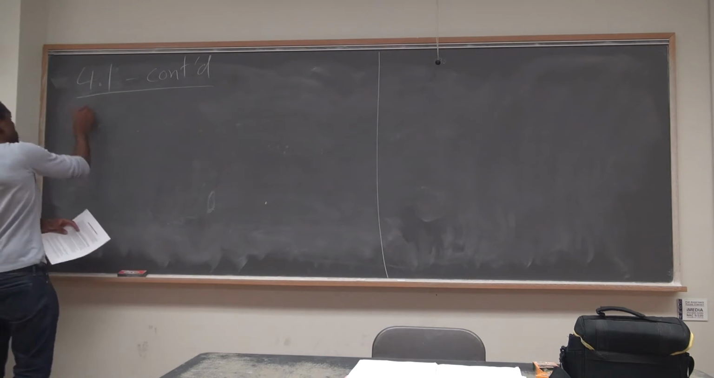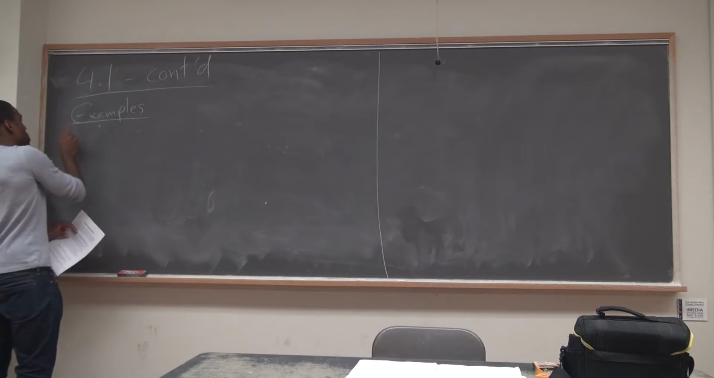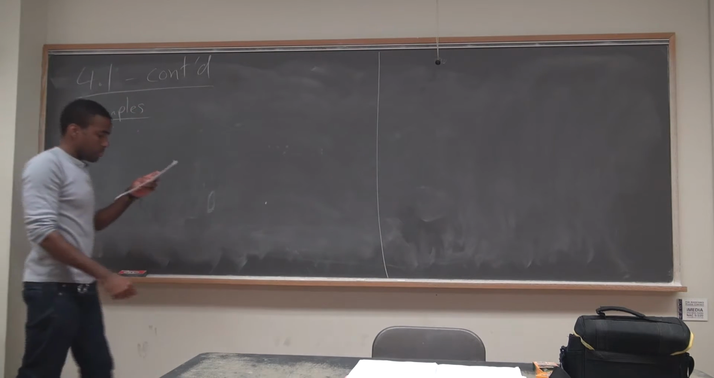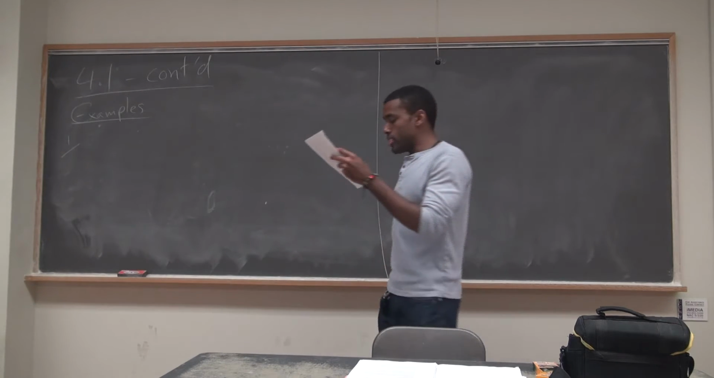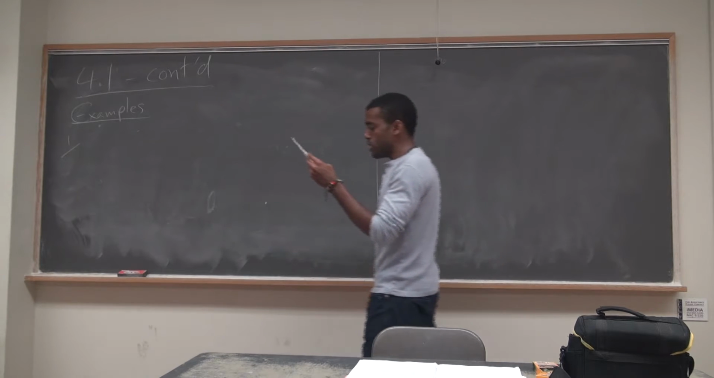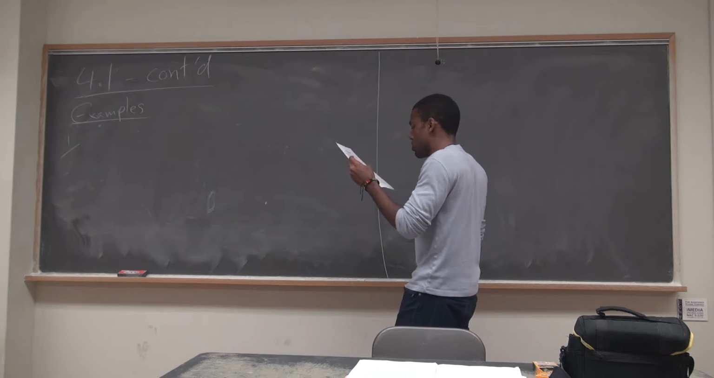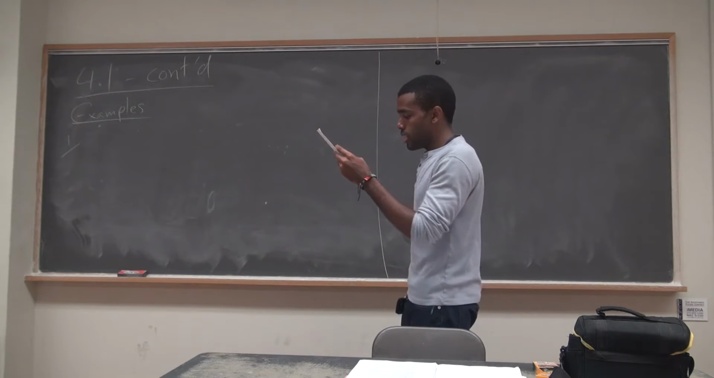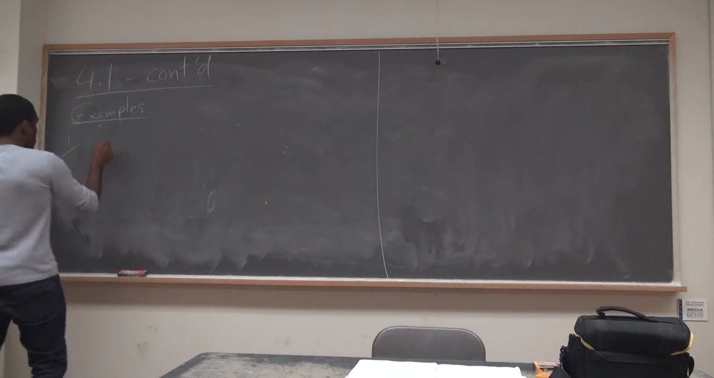Let's go to the examples. Problem 1. A right circular cylinder undergoes expansion. Its radius is increasing at a rate of 1 meter per second, while its height is increasing at a rate of 2 meters per second. At what rate is its volume changing when the radius is 1 meter in length and the height is 3 meters in length? Okay, so step 1, we read the problem.